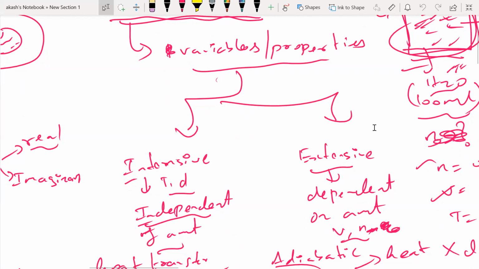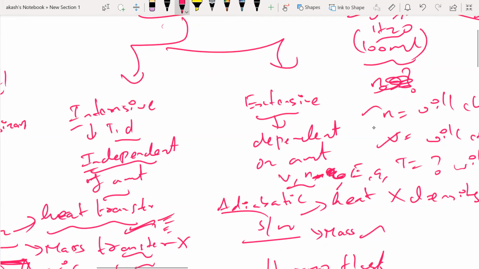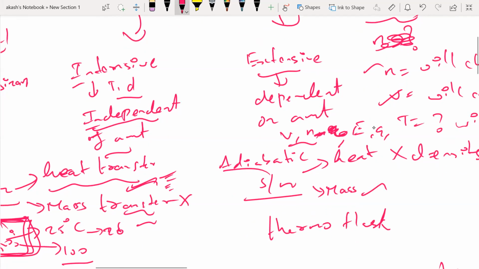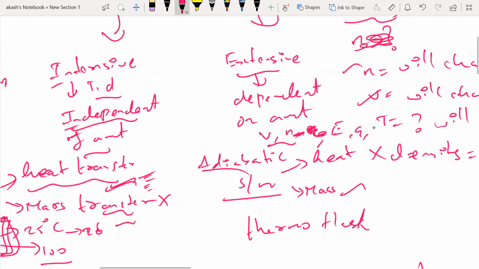What are intensive properties? Which are independent of the amount of substance. When you change the amount, that particular property will not change. Whereas extensive properties are the ones which, when you change the amount, the property will change, right? Examples: volume, number of moles, energy. You can even take heat as an energy. All these can be examples, right? And examples for intensive property: temperature, pressure, or density. All these things can be examples, right?